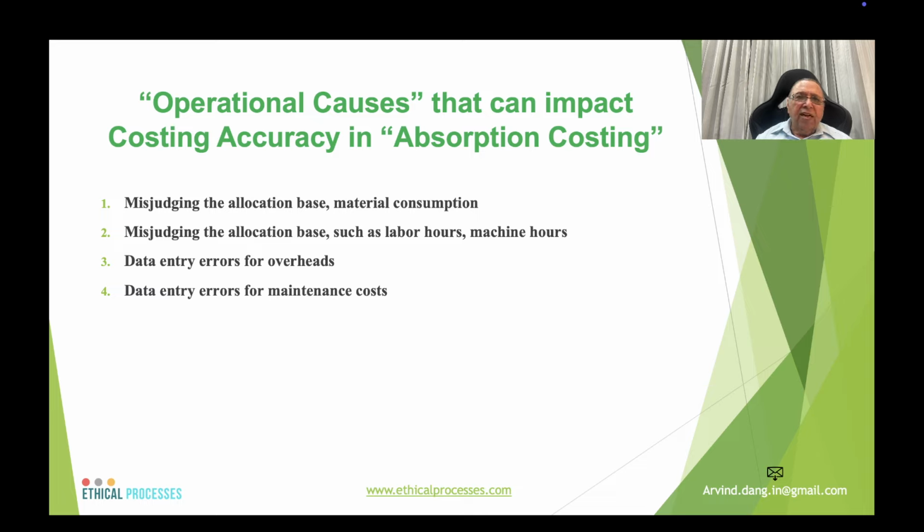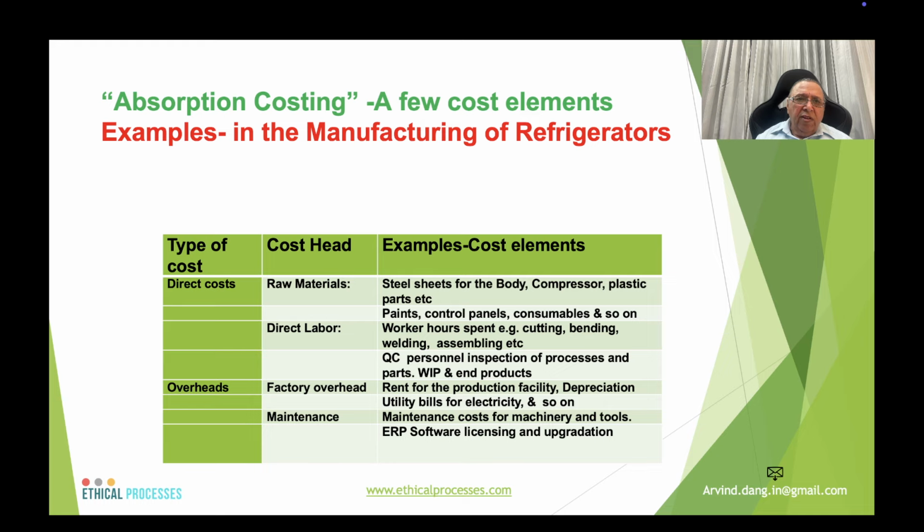Operational causes that can impact costing accuracy in absorption costing: 1. Misjudging the allocation base for material consumption. 2. Misjudging the allocation base such as labor hours and machine hours. 3. Data entry errors for overheads. And 4th, data entry errors for the maintenance costs. That means there can be an error in each of these cost heads: raw materials, direct labor, factory overhead and maintenance.